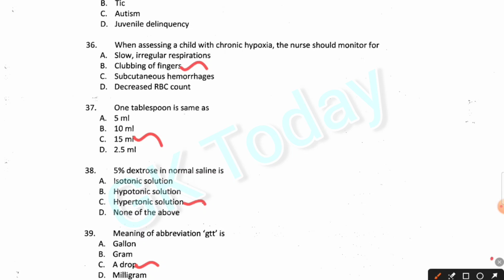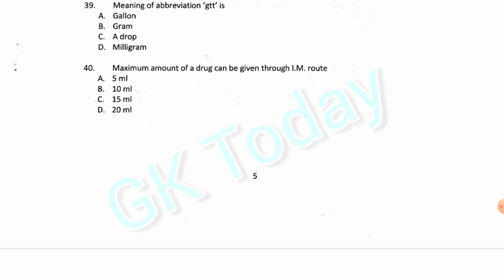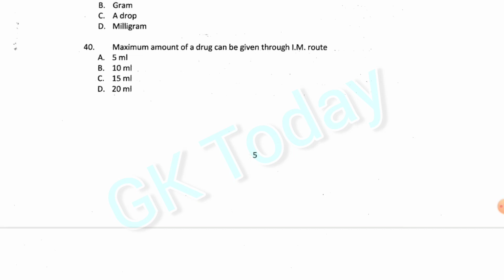Question number 40. Maximum amount of a drug that can be given through IM route is 5 ml.